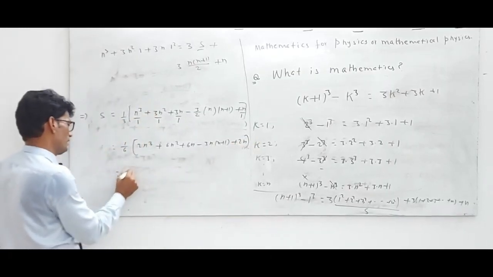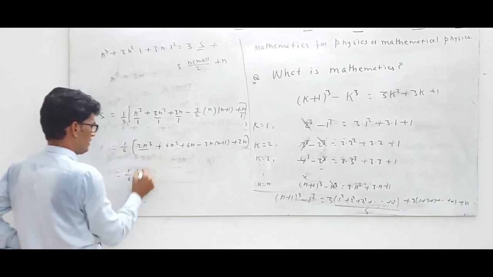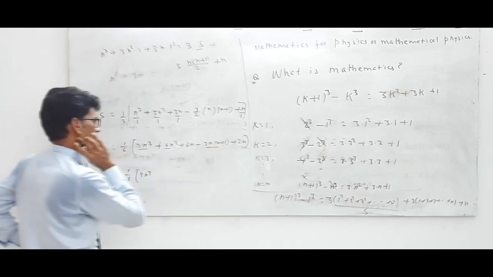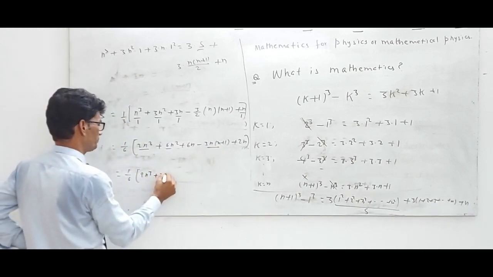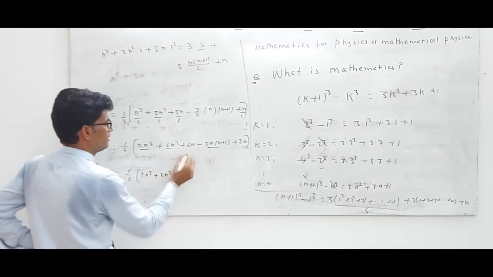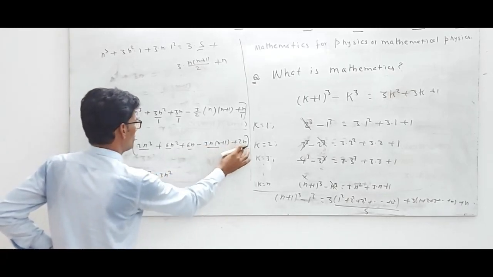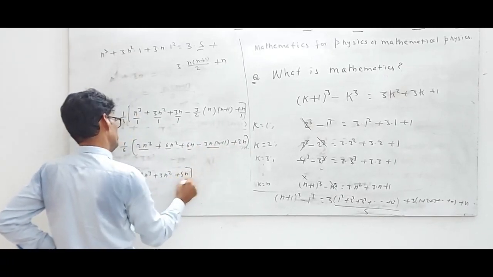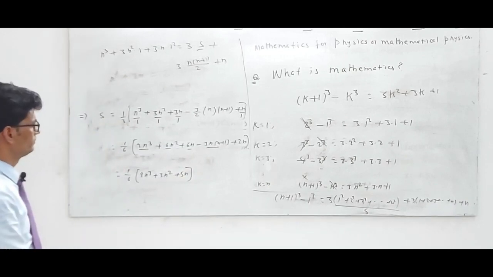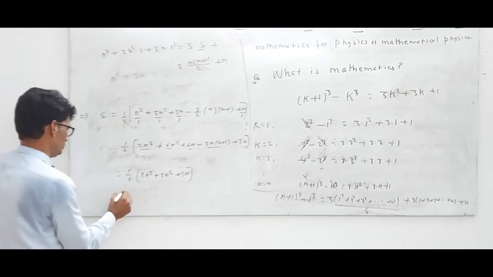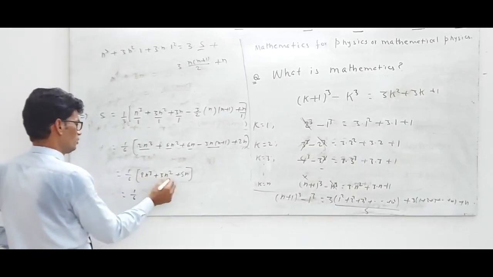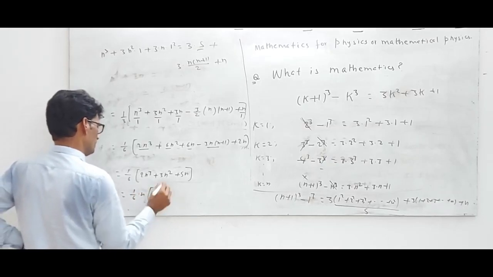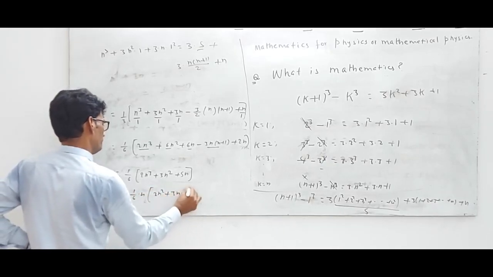So after simplification, we have 1 by 6 times what? Twice n cube, yes. 6n square, there is n square, here is 3n square, so this is thrice n square. 6n minus 3n plus 2n, that is 5n. Okay, yes, correct. So 1 over 6, take n common. What is left here? Twice n square plus thrice n plus 5.